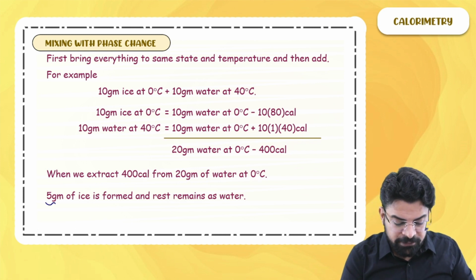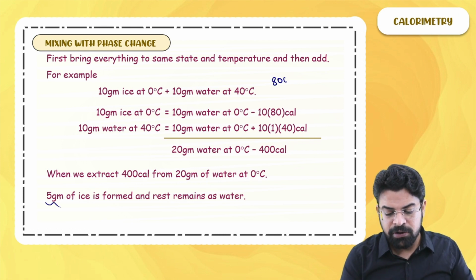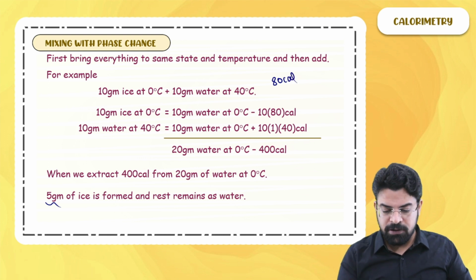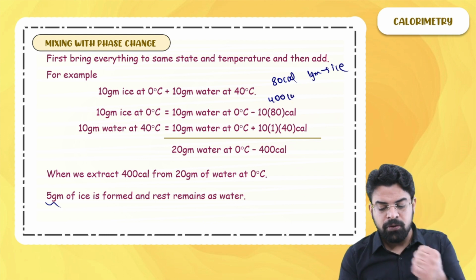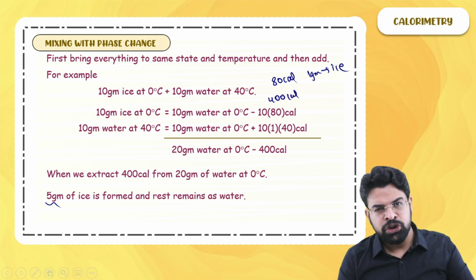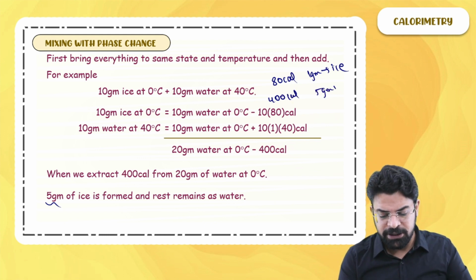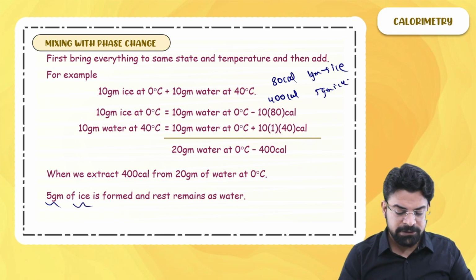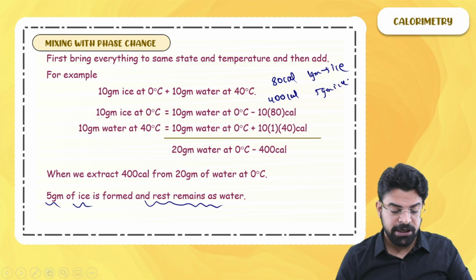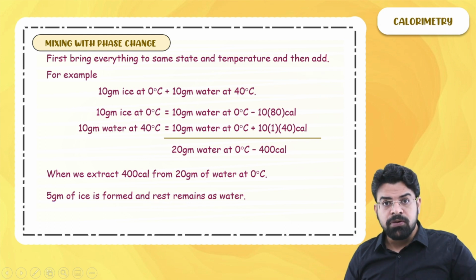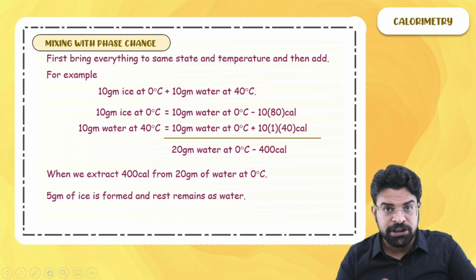So how do you know 5 gram? Beta, taking out 80 calorie will convert 1 gram of water into ice. So taking out 400 calorie, how many gram of ice will you get? You will get 5 gram of ice, right? So you will get 5 gram of ice and the remaining water at 0 degree centigrade. So this is how we do the question of mixing with phase change.